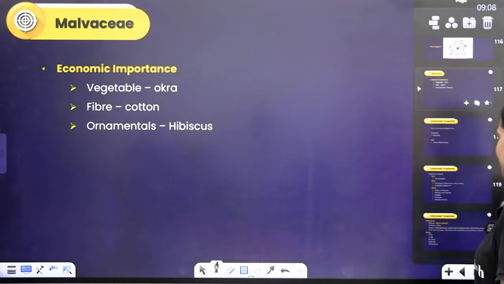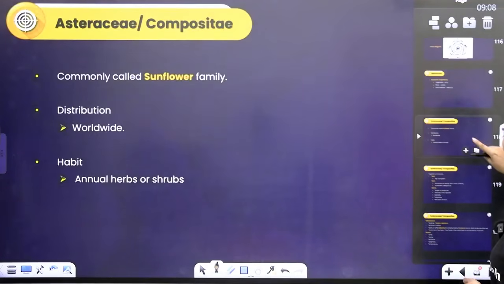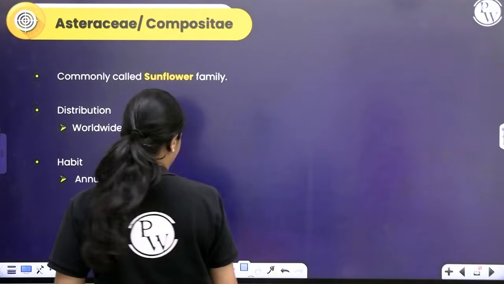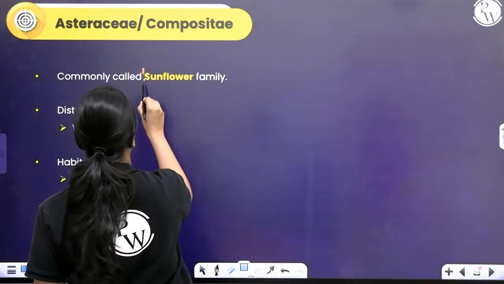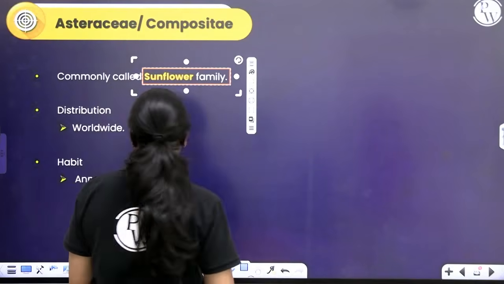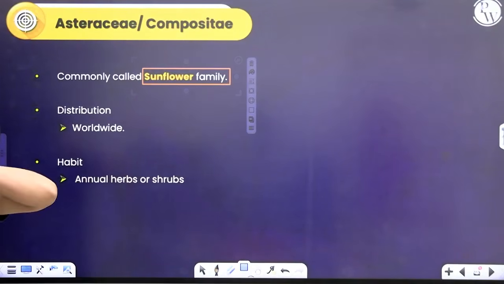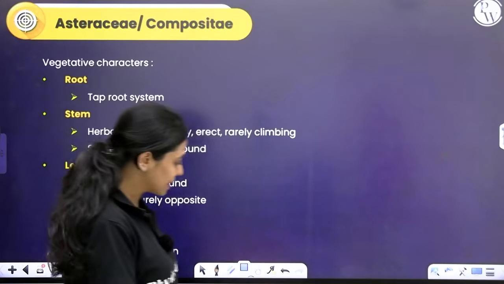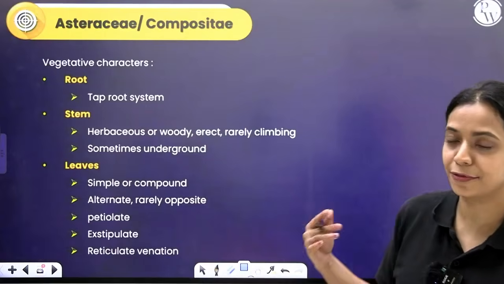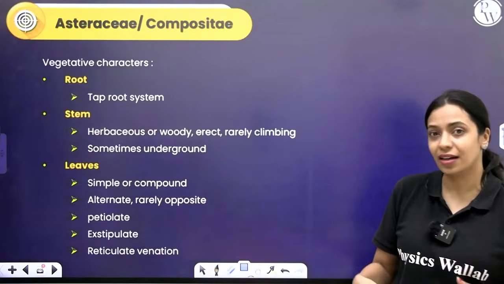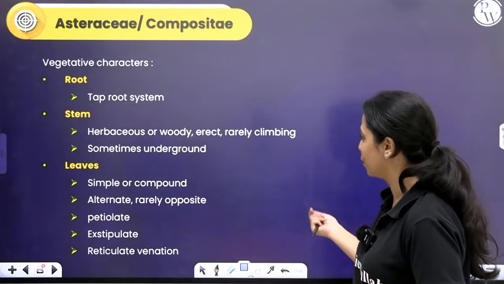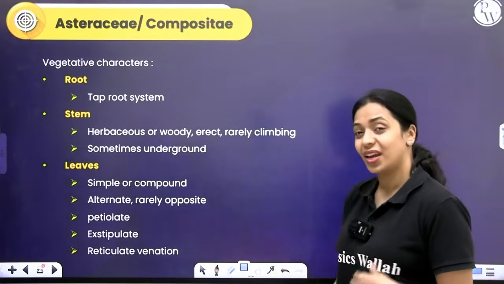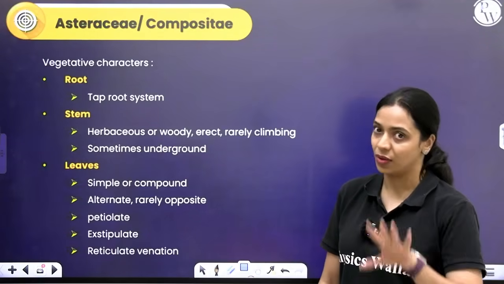What we have to study next is called family Asteraceae or Compositae. So this is commonly called the sunflower family. Its distribution is worldwide. You can see mostly herbs and shrubs in this family, and trees you don't. Talking about the vegetative character, since it's a dicotyledonous family, it's obvious that it will have a taproot system. Stem is generally herbaceous, or sometimes it may be woody. It's mostly erect. Rarely it can be climbing, and even more rarely it can be an underground stem.